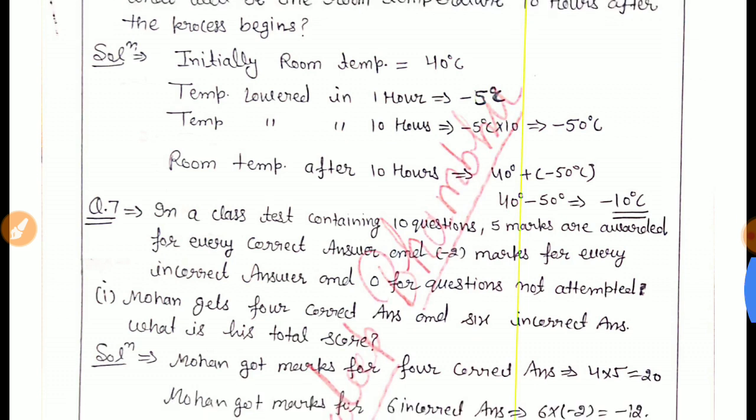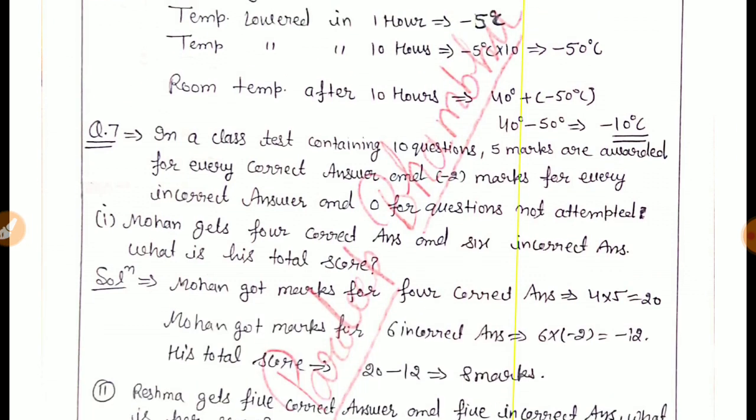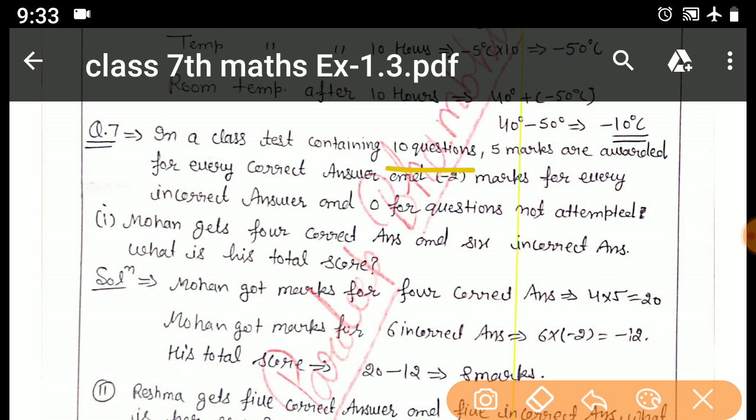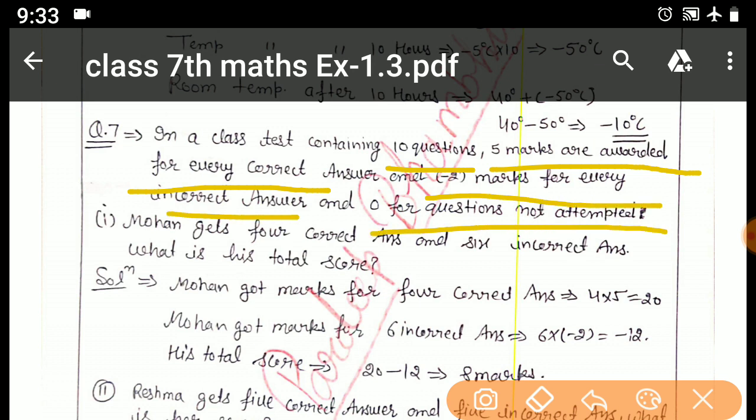Question number 7. In a class test containing 10 questions, 5 marks are awarded for every correct answer, minus 2 marks for every incorrect answer, and 0 for a not attempted question. Mohan gets 4 correct answers and 6 incorrect answers. Now we have to tell the score of Mohan.